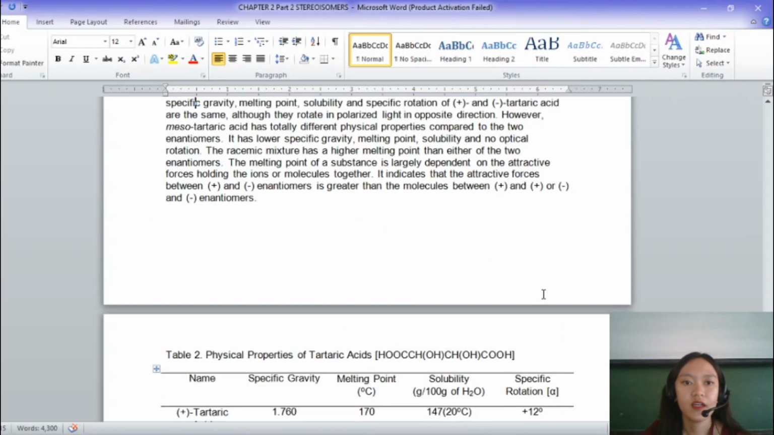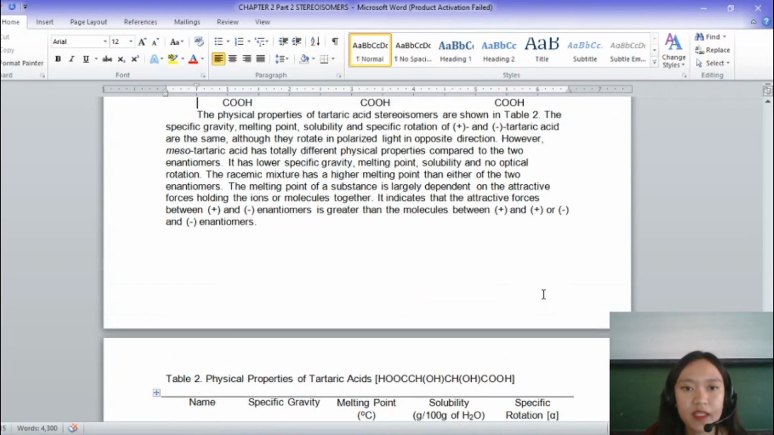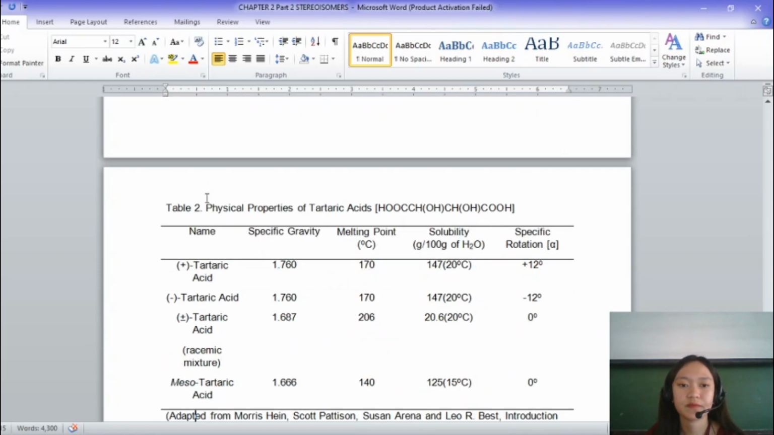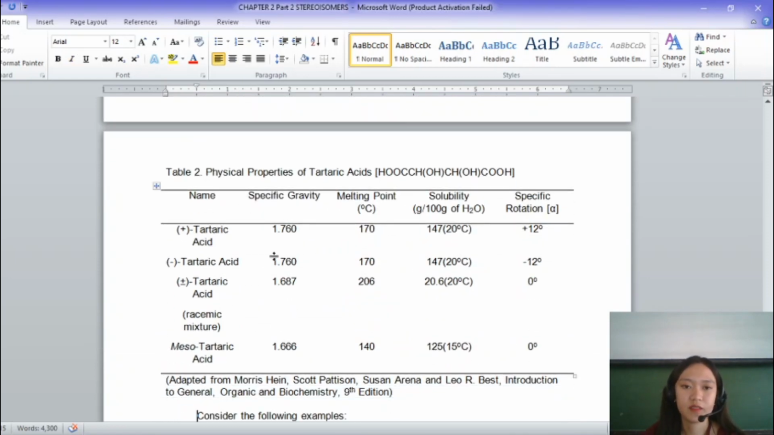Now, the racemic. However, mesotartaric acid has totally different physical properties compared to the enantiomers. It has lower specific gravity, melting point, solubility, and no optical rotation. So, tingnan natin. Tama. So, mas mababa ang kanyang specific gravity.